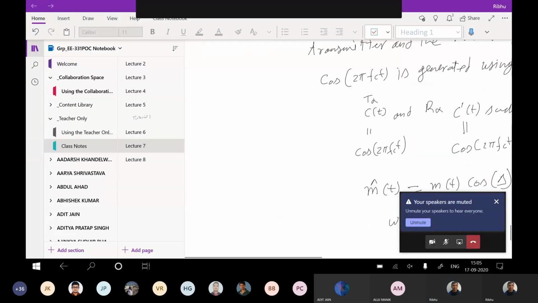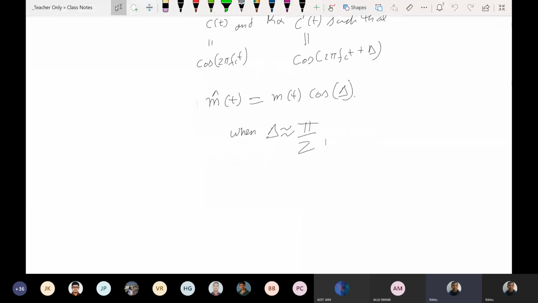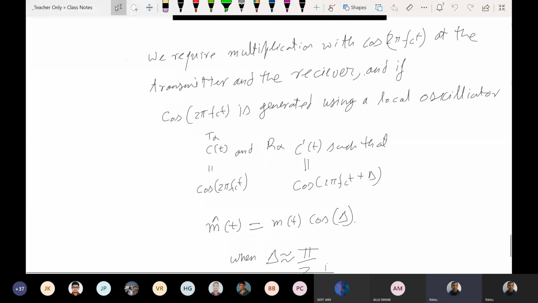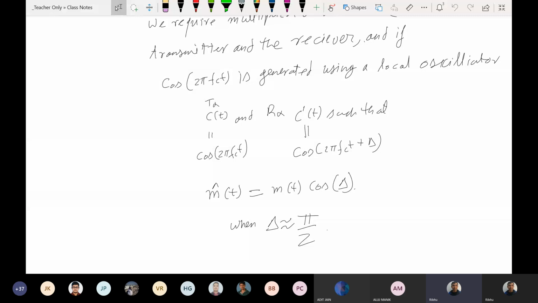If you go to the last class, we had a problem in demodulating. We had discussed demodulating DSB suppressed carrier signals, and we said that we can simply multiply the received signal with the carrier and we are good to go. Then we said that if there is a phase difference between the locally generated carrier and the received signal, then we are in trouble. This is where we stopped yesterday.